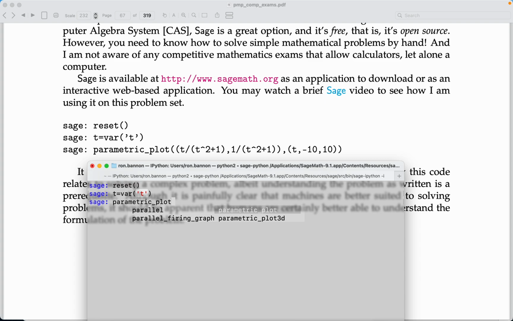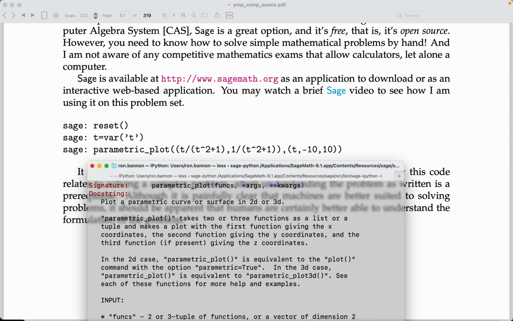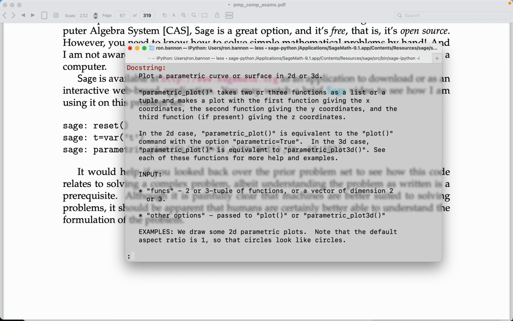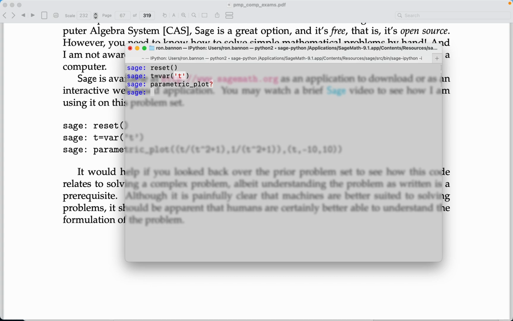Now let's say you can't remember how to use parametric plot. Put a question mark in there, and when you do that, you can get a help page. All right. Now this may or may not be helpful, but the bottom line is it generally is helpful. All right. So let me go back. I'm going to parametric plot again.